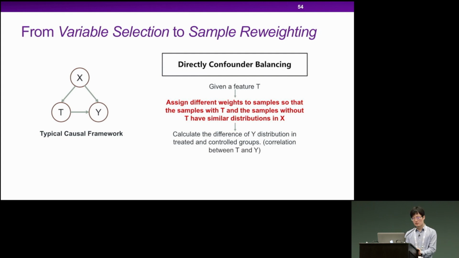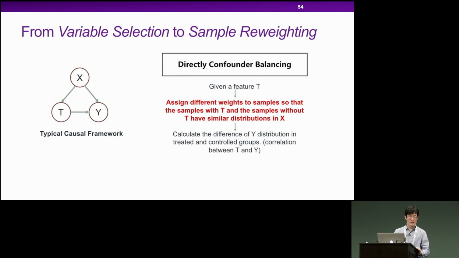So let's just revisit the direct confounder balancing. What we are doing is that given a feature t here, we assign different weights to the samples so that the samples with t, that means the treated group, and the control group have similar distributions of x, right? That's what we did in the confounder balancing, right? We are just trying to learn the weights, okay?